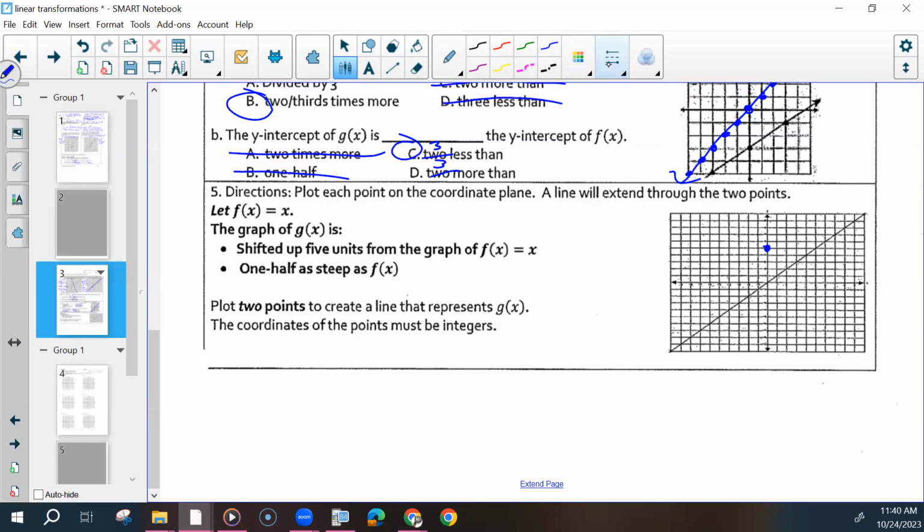And if it's 1/2 as steep, what would our slope be? 1, 2. So you can choose one direction, go up 1 to the right 2, down 1 to the left 2. Maybe you don't want it so close and you want to do it a couple times, but don't put a point in the middle. You just need 2 points.